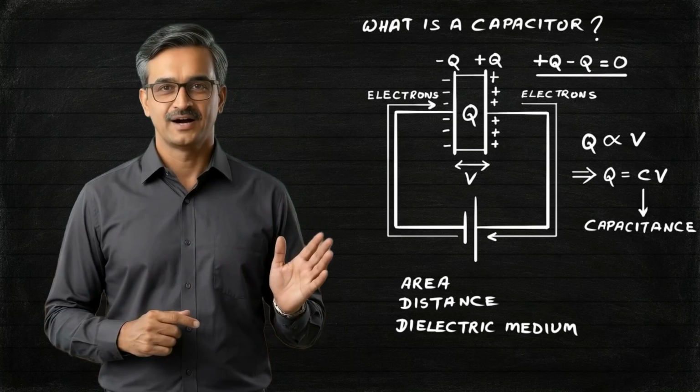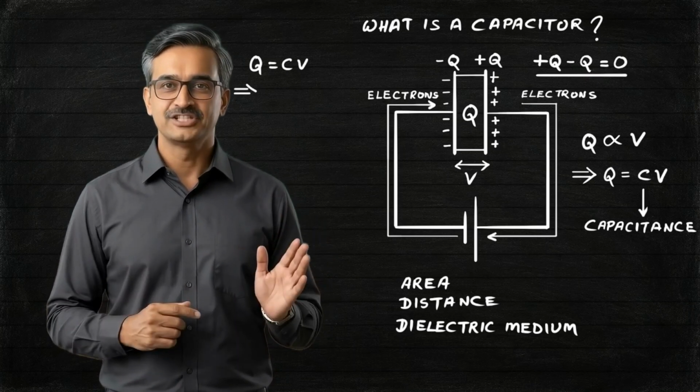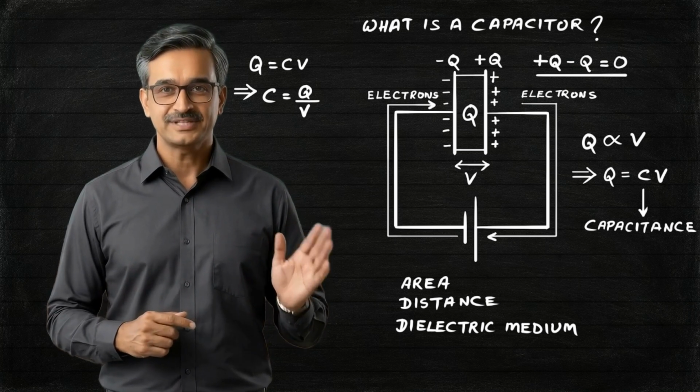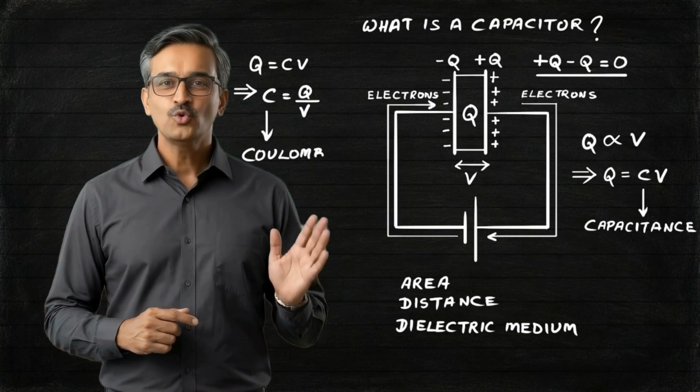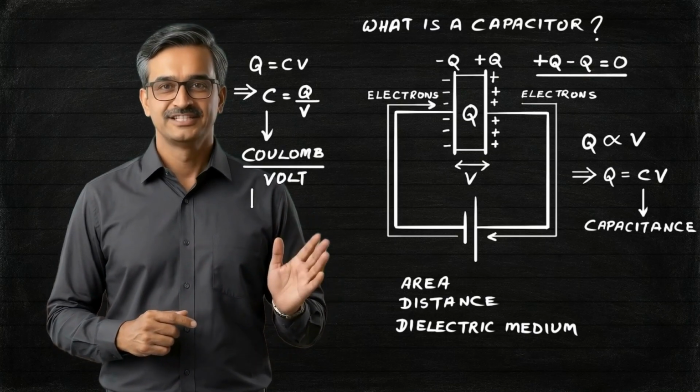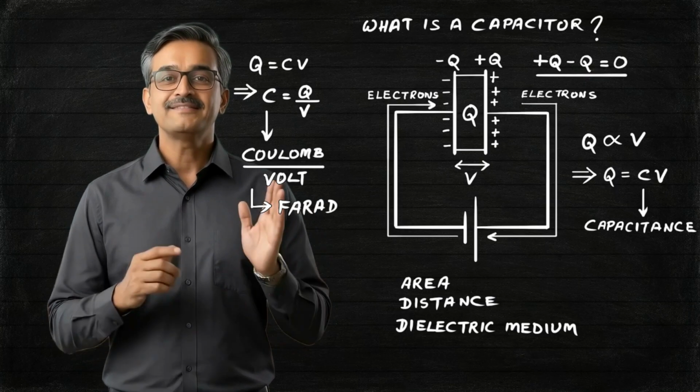Rearranging our earlier equation, Q equals CV, we get C equals Q divided by V. And from this, we can directly read off the unit of capacitance. It must be coulombs per volt. We give this unit a special name, the farad, and we use the capital letter F as its symbol.